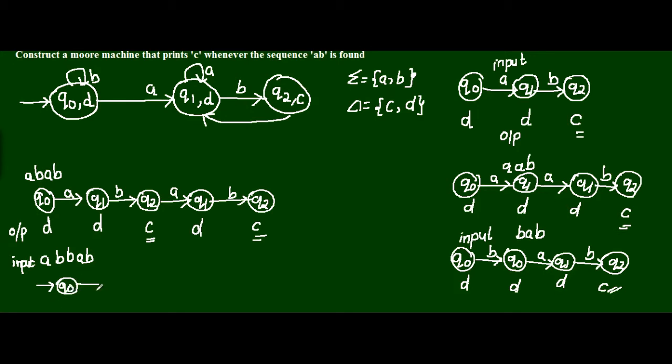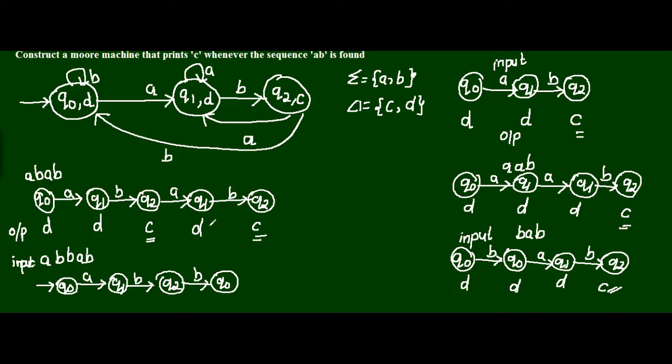From Q0, if the input is A, the next state is Q1, and if the input is B, the next state is Q2. From Q2, if the input is B, I don't have any next state, so I am going to draw a transition from Q2 to Q0 on B. So from Q2 on B, my next state is Q0. Then if my input is A, it goes to Q1, and if my input is B, it goes to Q2.